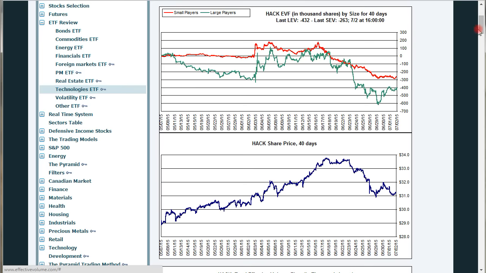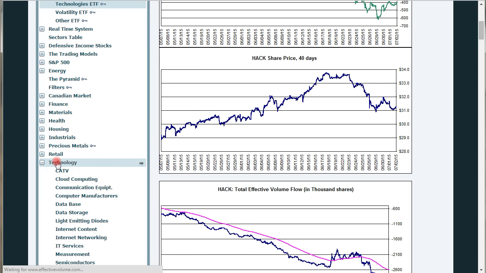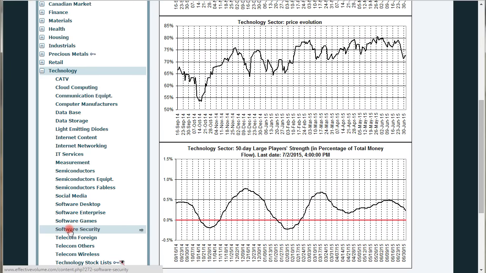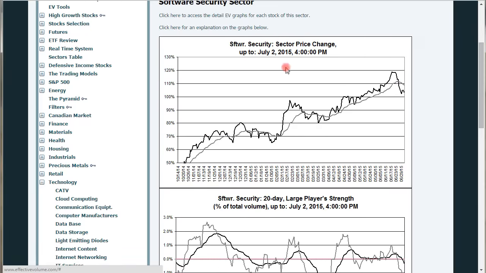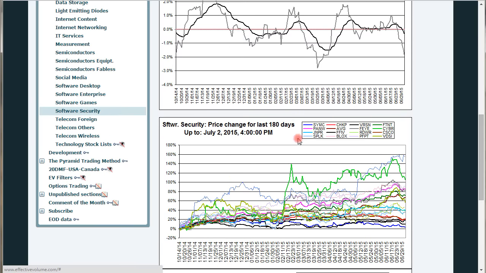But what I do on the Effective Volume website is to go down to each component of one ETF. So I will look here at the technology and I will go to software security. And in fact, this sector, the software security sector, includes most of the components of the HACK ETF, all the biggest components.